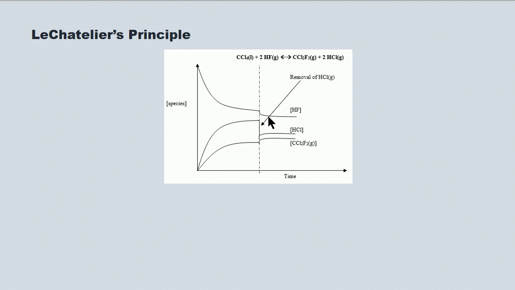The stress we introduce to this system is the removal of one of the products. We're removing some hydrogen chloride here at equilibrium. So we're removing a product, and the system will shift to the right to increase production of those products. And we see that in response to this stress, concentration of hydrogen chloride and concentration of Freon both increase, while the concentration of hydrogen fluoride decreases. I think I might have said hydrogen fluoride. I meant hydrogen chloride. So hydrogen chloride increases, Freon increases, and hydrogen fluoride decreases.